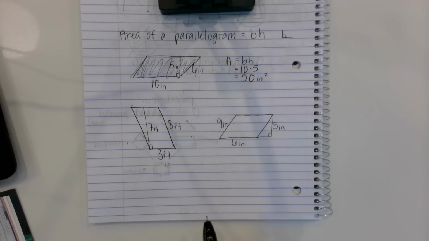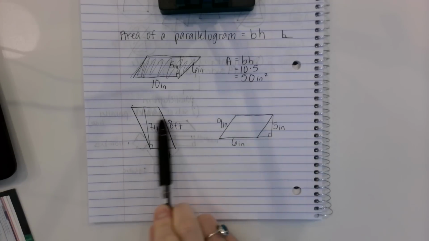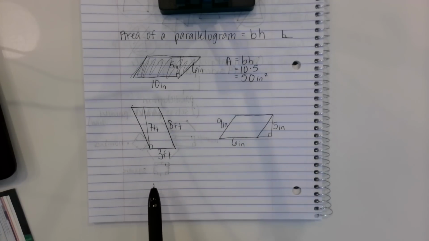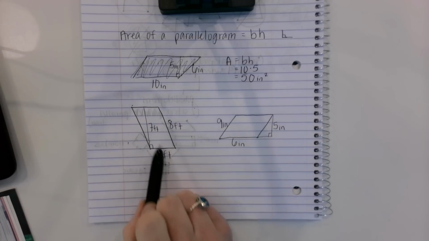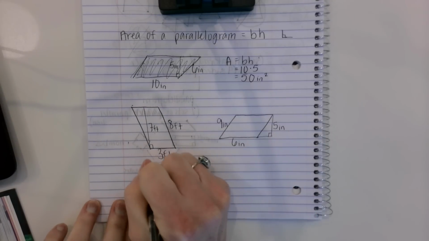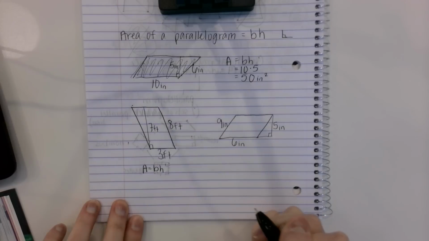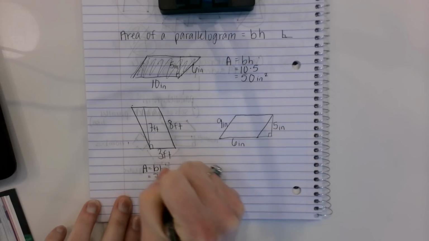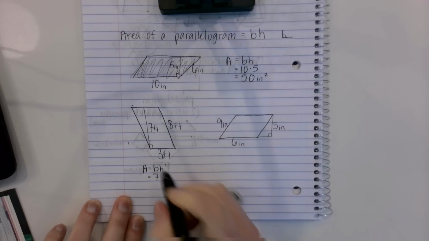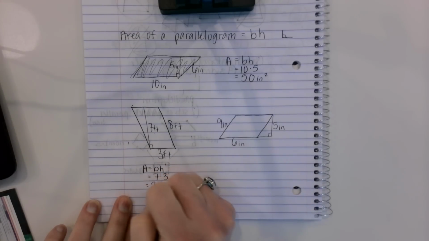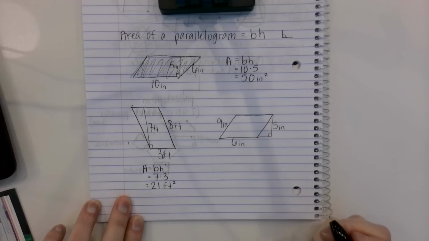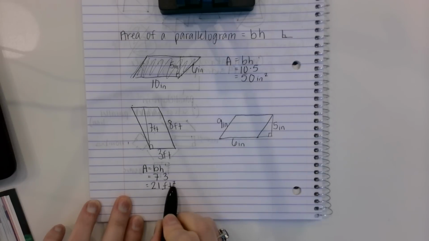Okay, so you should have paused and worked them out. Here you're looking for those two numbers that form a right angle. 3 and 7 form that right angle, so you should write area equals base times height equals 7 times 3 or 3 times 7. Commutative property says you could do either way. So 21 feet squared. Don't forget your units, feet squared.